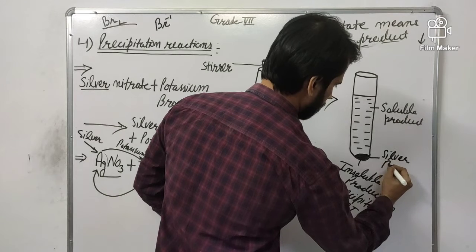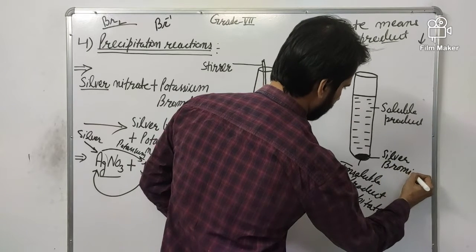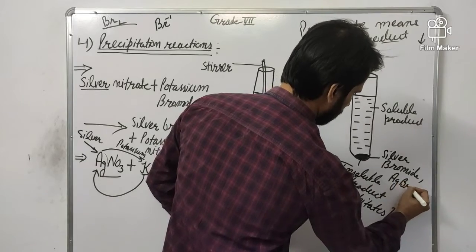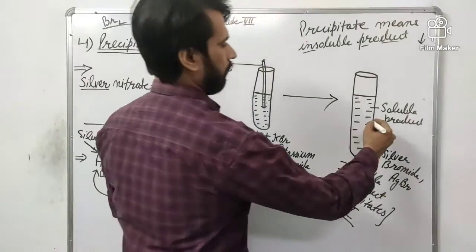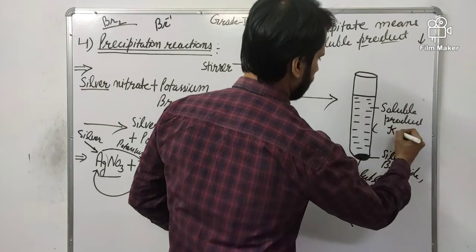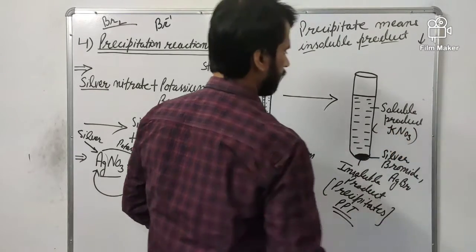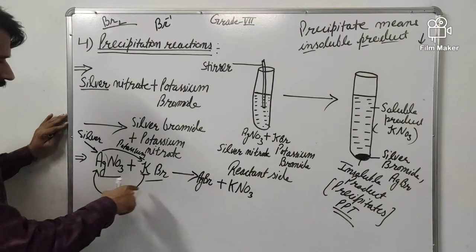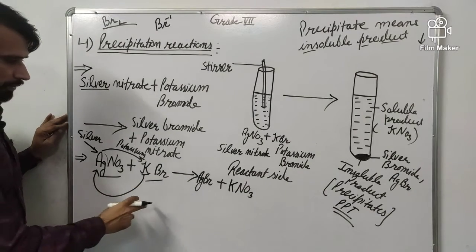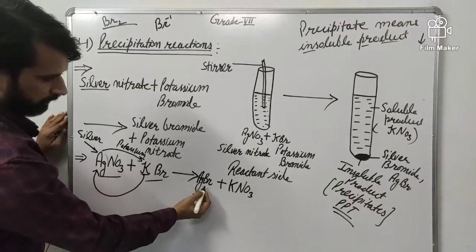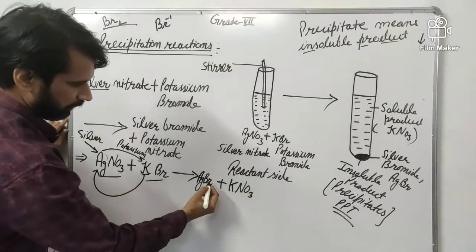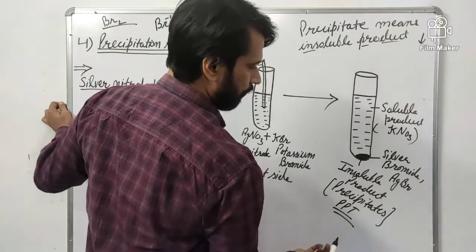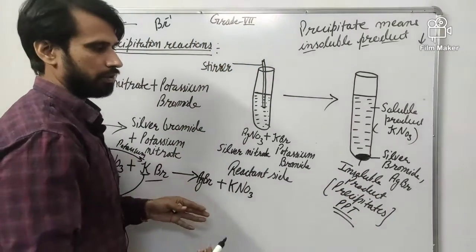This insoluble product is silver bromide, having formula AgBr, and the soluble product is potassium nitrate, that is KNO3. So in this reaction, after the completion of the reaction, two products are formed: first one is AgBr, second one is KNO3. AgBr is an insoluble product, it is in insoluble form, it is not dissolved in the solution.